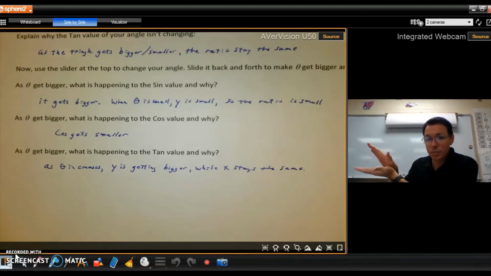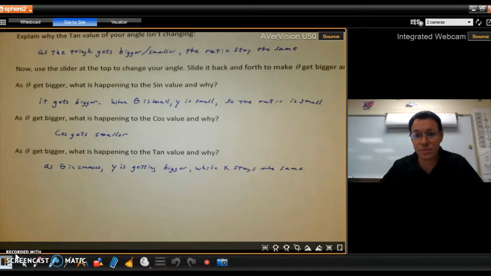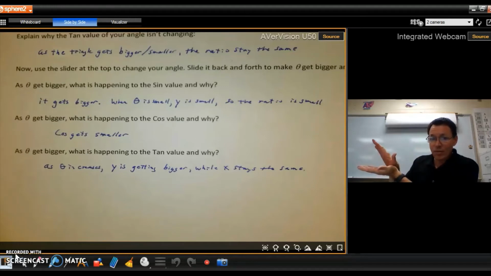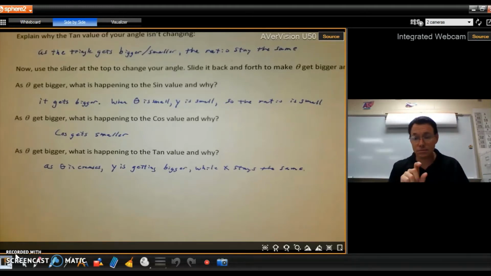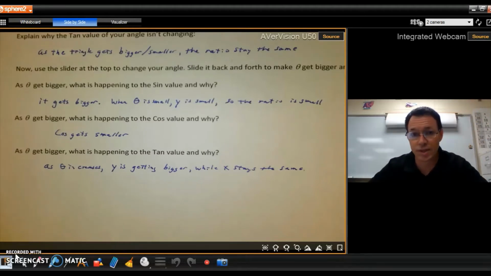Eventually, they're going to be the same. You're going to have this y value and this x value that are the same, so your tangent value is going to be 1. And then after that, that y value actually gets bigger than the x value. So if you made that angle go as big as you could make it, the ratio was like 114 to 1 or something. It's a crazy, crazy ratio that you could come up with. Okay, and that's all I wanted you to see through that activity.